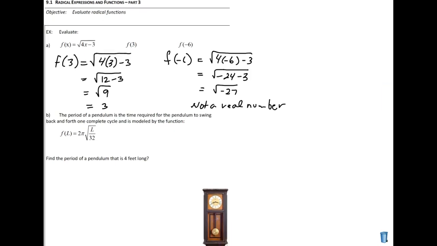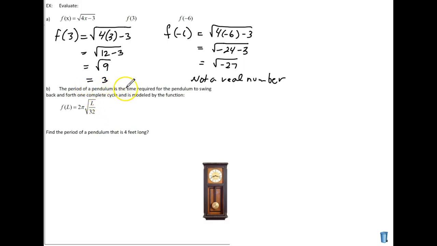Okay, so let's take a look at this one. It says the period of a pendulum, that is the time required for the pendulum to swing back and forth one complete cycle. Here it gives us this function, and it says find the period of the pendulum that is 4 feet long. So what is f of 4? Well, that is equal to 2 times pi times the square root of 4 over 32, which just gives me 2 times pi times the square root of 1 over 8.